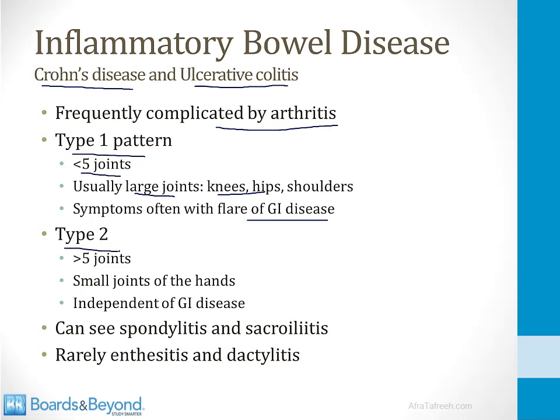The type 2 pattern tends to involve more than 5 joints. It's usually the small joints of the hands, and this form of arthritis that goes with inflammatory bowel disease is often independent of the gastrointestinal disease.